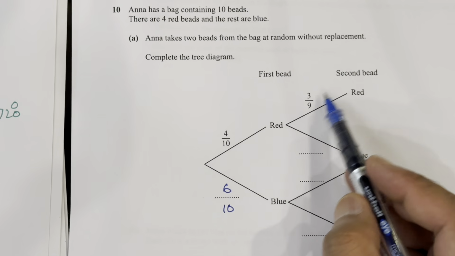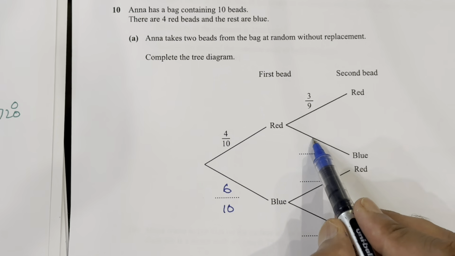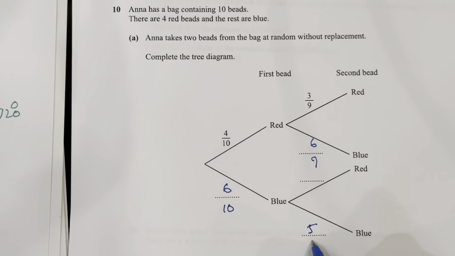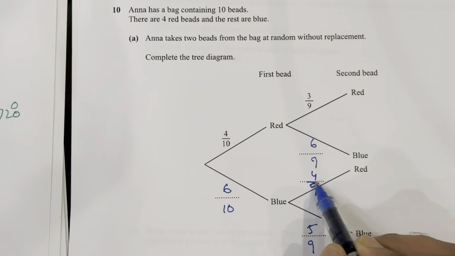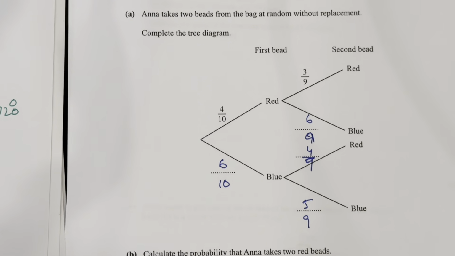Okay, for the first pick, if red is picked, then remaining would be 6 by 9 because blue is not picked. And if the first pick is blue, this would be 5 by 9, and the red would be the same, 4 by 9. So this is how we have completed the tree diagram.